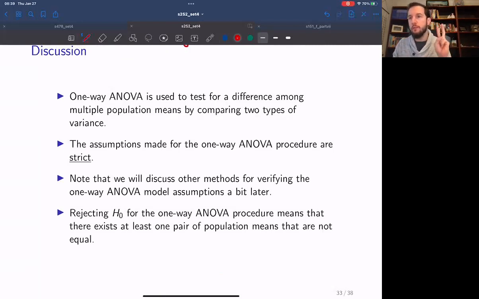The ANOVA uses 2 types of variation to make a statement about the means. So despite the fact that it's called an analysis of variance, it is still a test for determining if a difference exists among a set of population means. Okay. When we reject the null hypothesis from an ANOVA, we are saying that a difference exists. The drawback is that we don't actually know where that difference is.